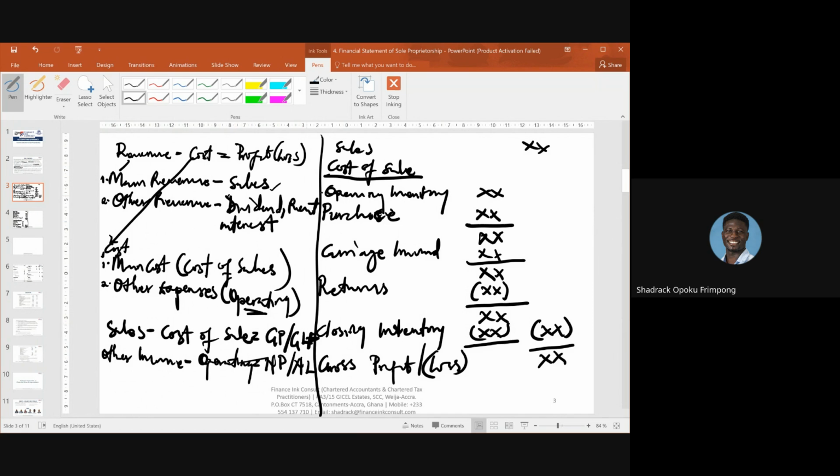So we decided to just arrange it. Our main revenue, which is sales, minus our main expenses, which is cost of sales, gives us our gross profit or our gross loss. And our gross profit or gross loss plus other income, less other expenses or operating expense, gives us our net profit or net loss. So arranging this and expanding it further, we have our sales. This is the sales amount. Then our main expenses, which is our cost of sales.